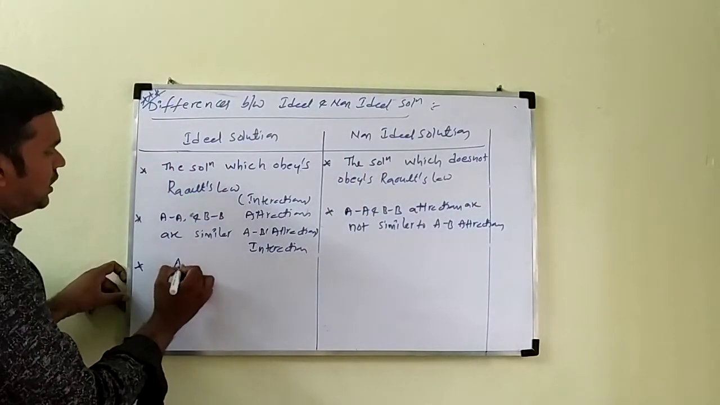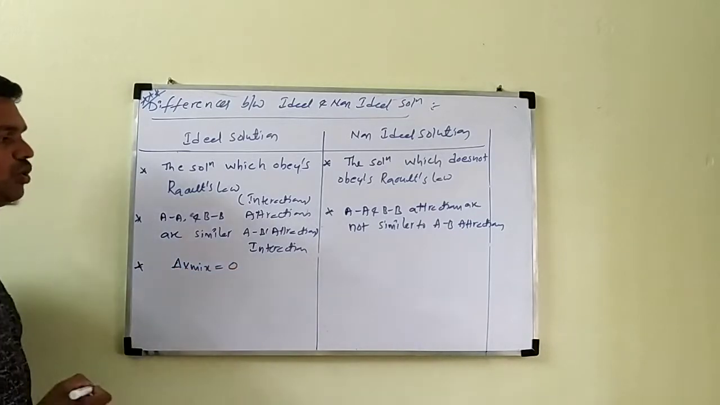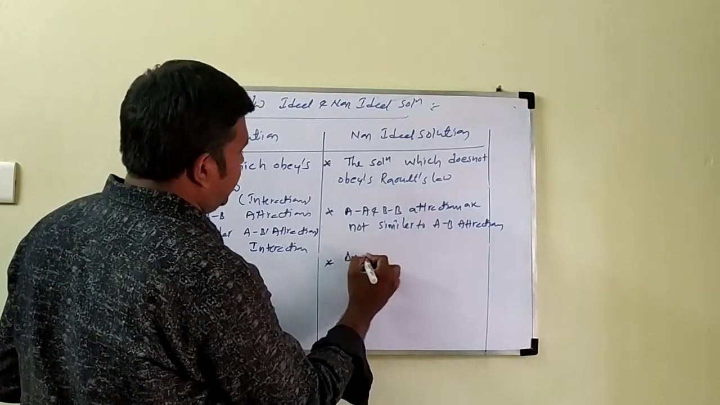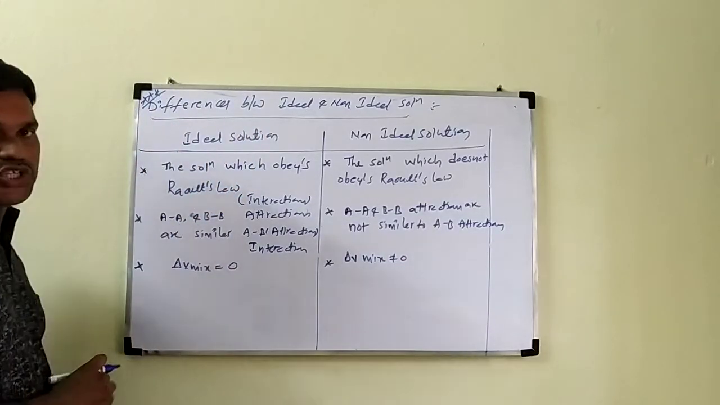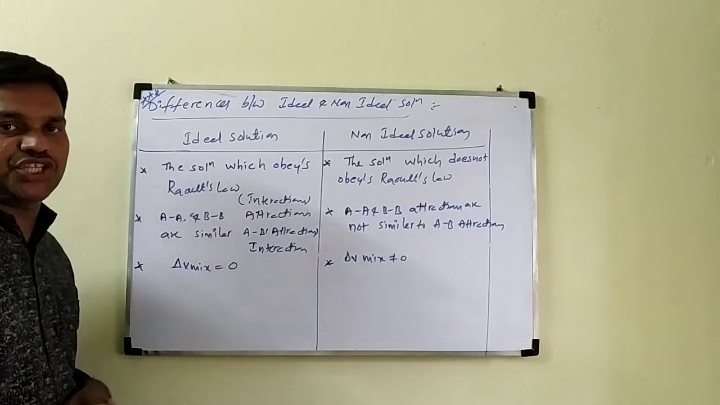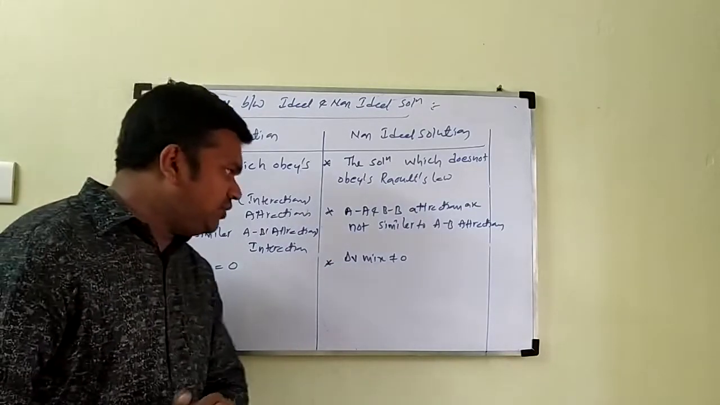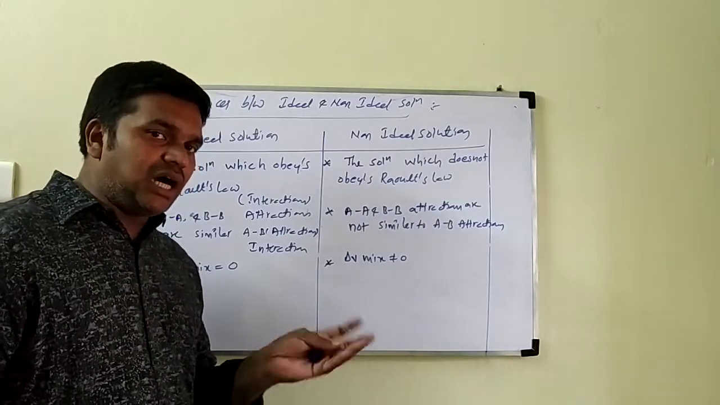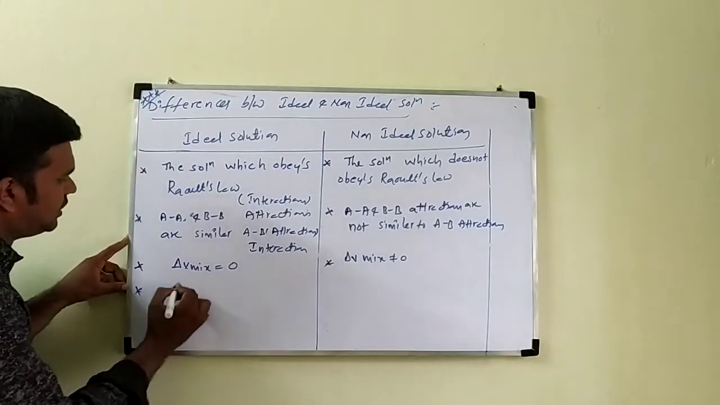We have delta V mixing is equal to 0, and we will write here one point: delta V mixing not equal to 0. Means what here? If the two solutions are mixed, there is no change in the volume. That is the meaning of this one. Here delta V mixing not equal to 0 means volume may increase or volume may what? Decrease.